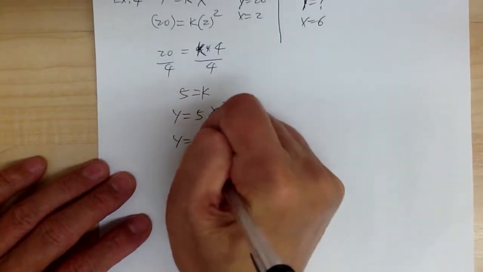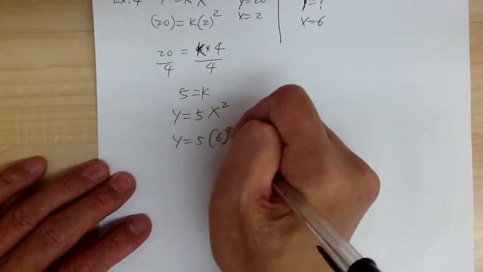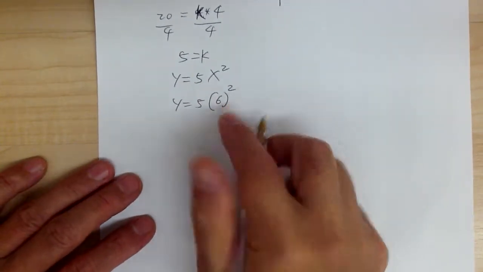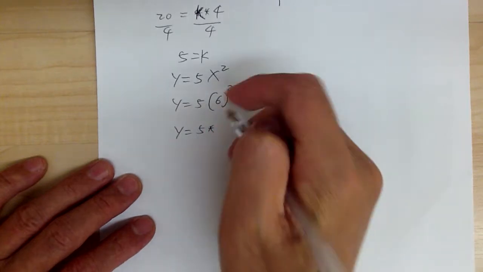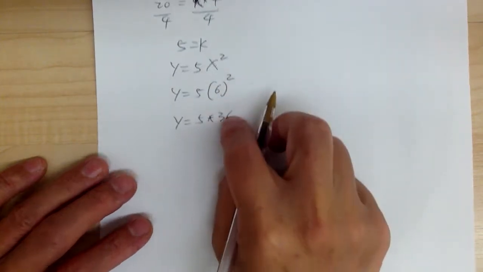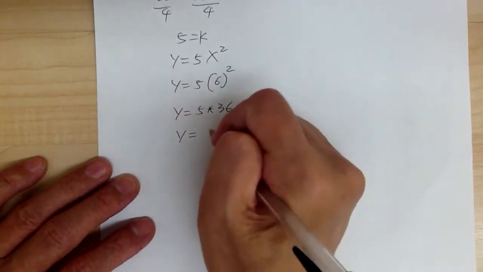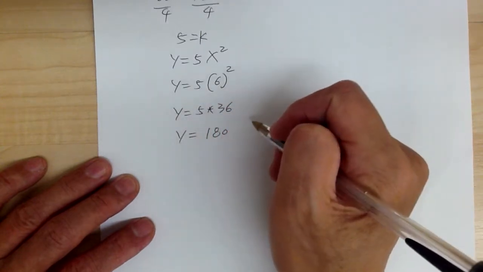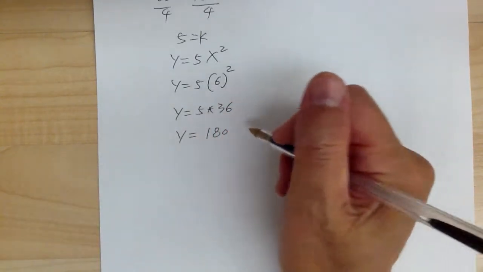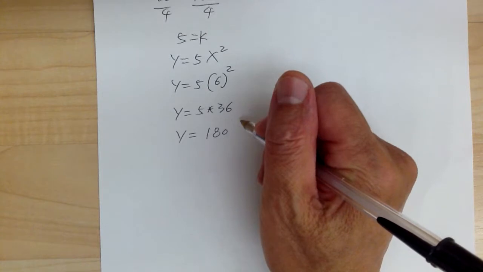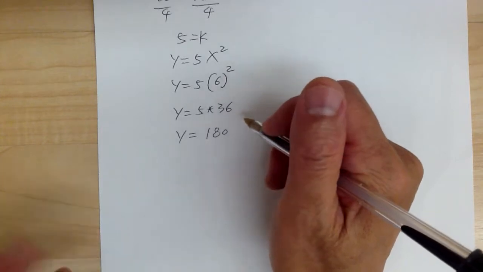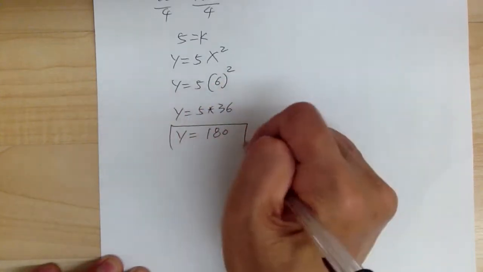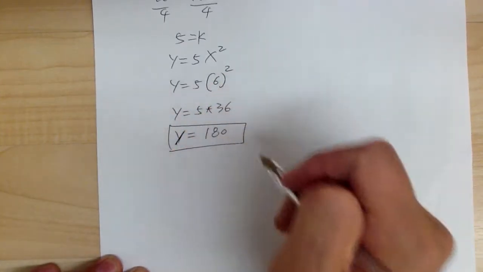So y equals 5. Again, whenever you substitute, you put in parentheses, and then you start to work it out. So y equals 5 times 36, because 6 squared is 36. So y equals 180. And you have to pay attention to the label. In this case, it does not have a label, so you don't have to worry about it. But in some cases, they do, so you have to pay attention to that.